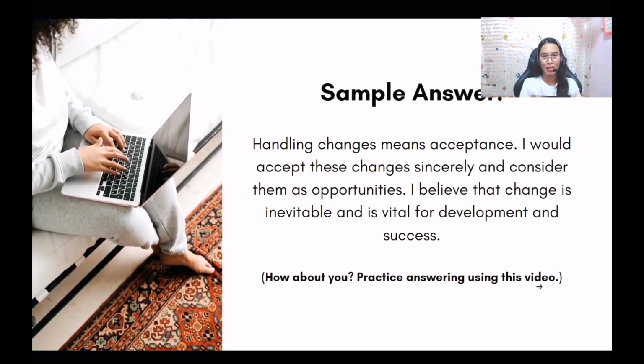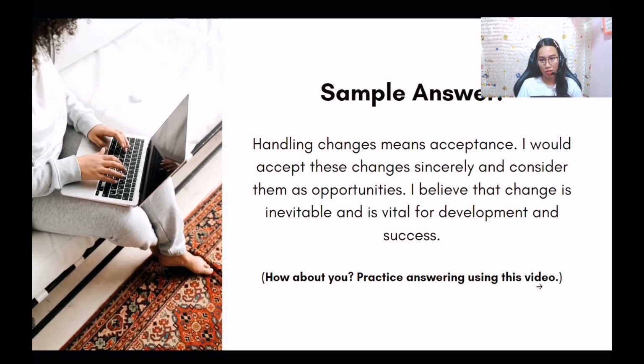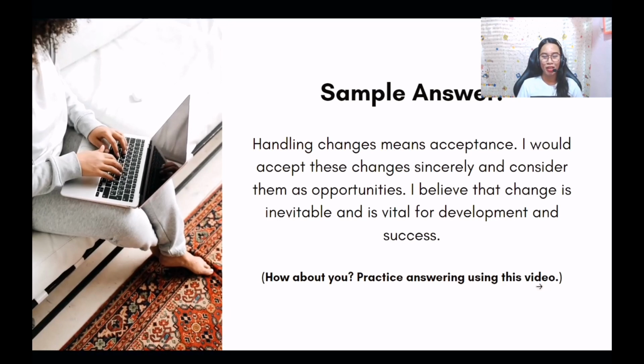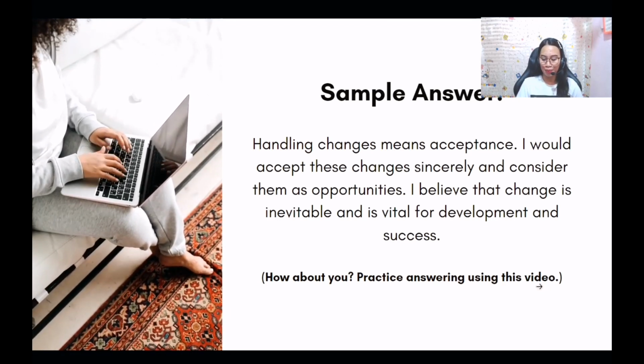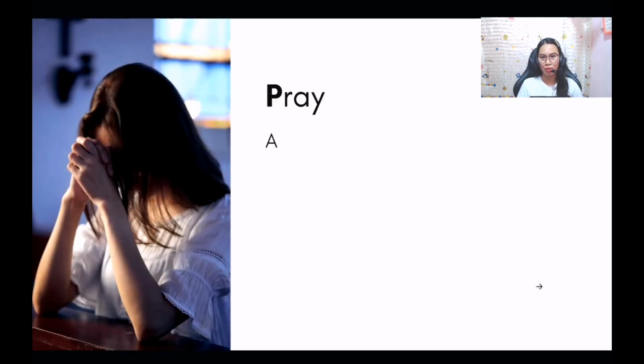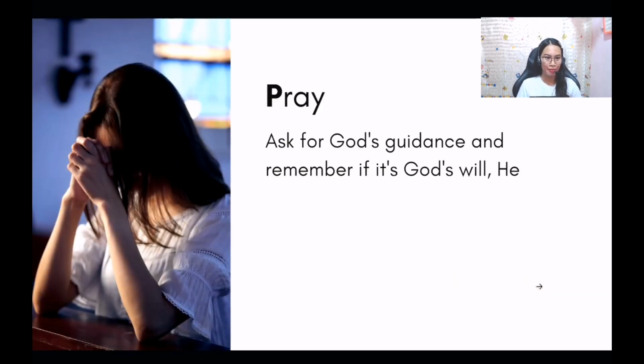And yes, practice answering these possible questions. And I'm sure that if you practice, you can nail your initial interview. And the last part is the most important thing. You need to pray. Yes, whenever and whatever we do, we need to ask for God's guidance and remember if it's God's will, He will give it to you.